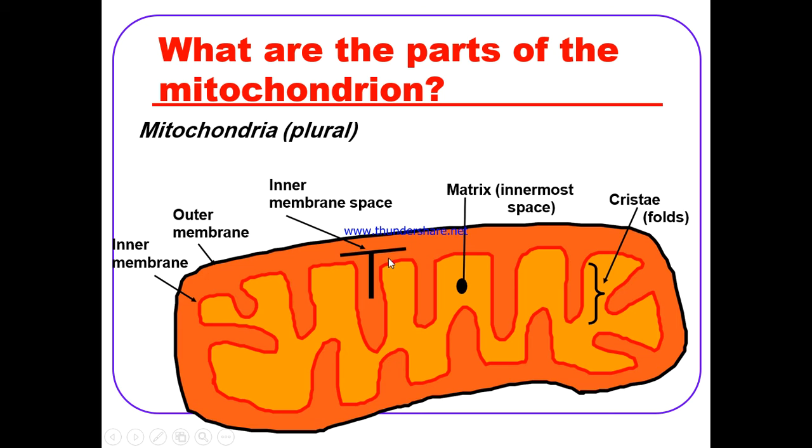We also learned the structure of the mitochondria, and in the mitochondria we have three important parts: the outer membrane, which is a double layer of phospholipids, and the inner membrane, which is folded, and inside the inner membrane we have the matrix, which is the fluid part. Here is the structure of mitochondria.